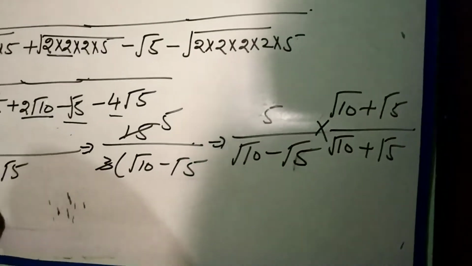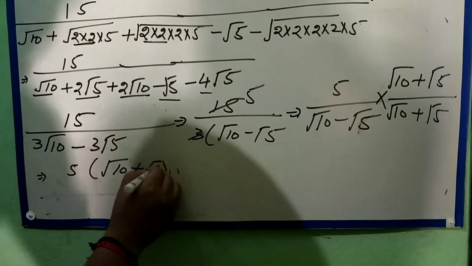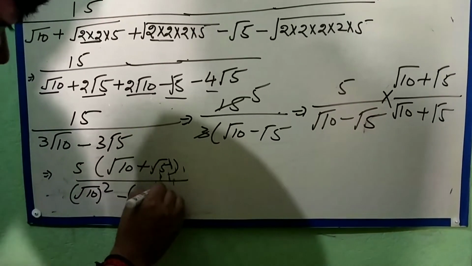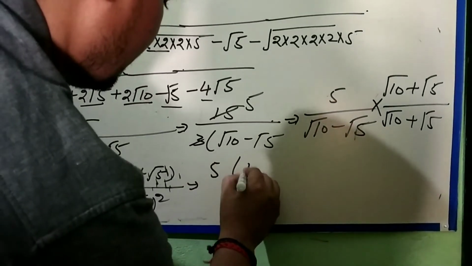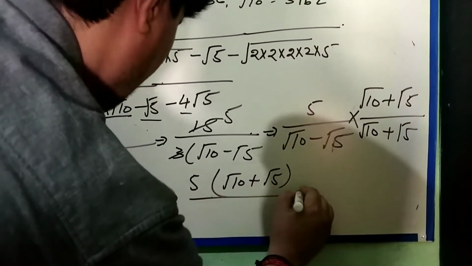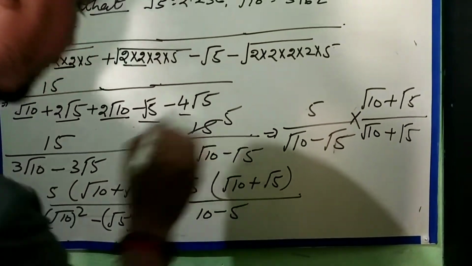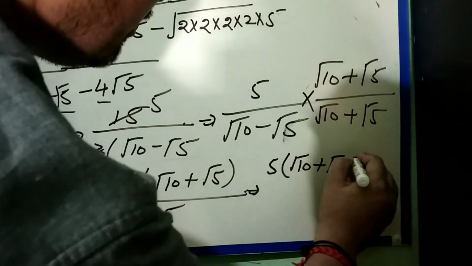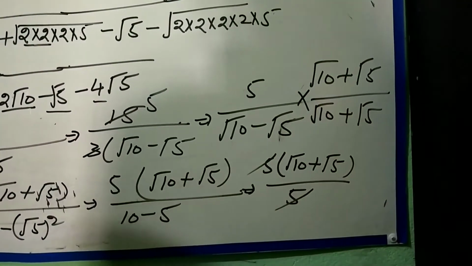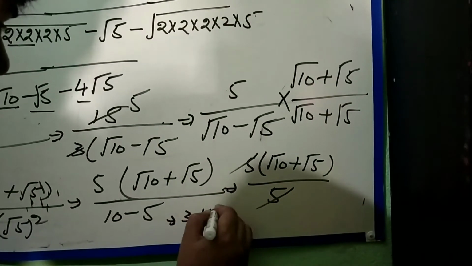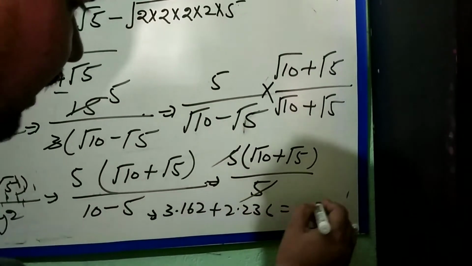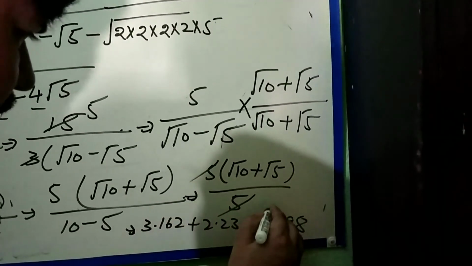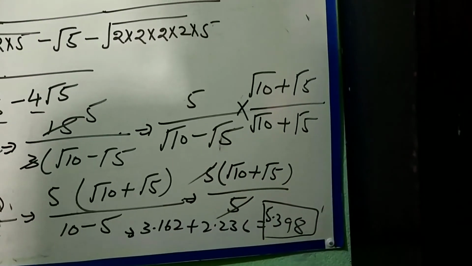So ultimately what we have got? 5 multiplied by root 10 plus root 5 upon root 10 squared minus root 5 squared. So 5 into bracket root 10 plus root 5 upon root 10 squared is 10, minus root 5 squared is 5. So here 5 cancels with 5, leaving root 10 plus root 5. Root 10's value, right: 3.162 plus 2.236, add them, 8, 6, 3, 9, 1, 2, 3 and 3, 2, 5. The final answer is 5.398.